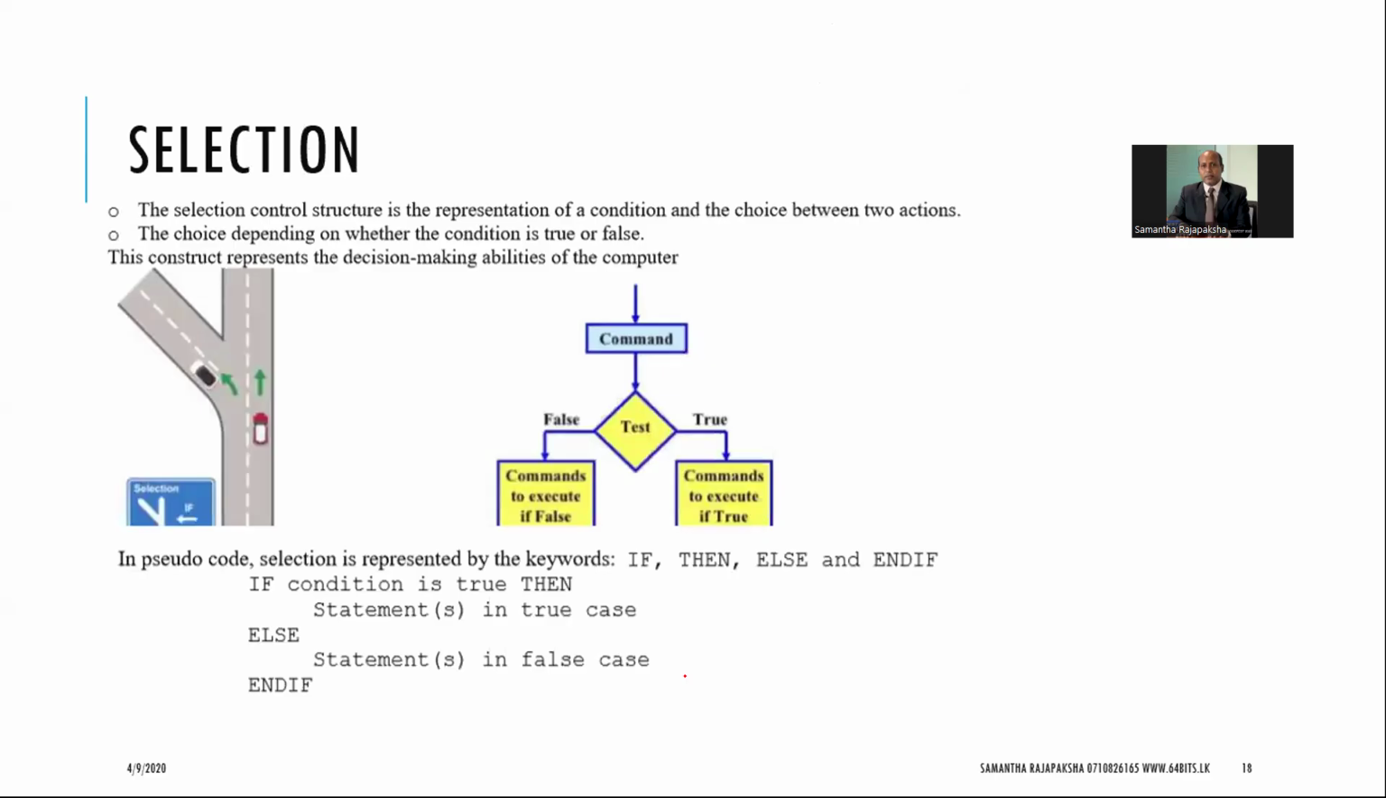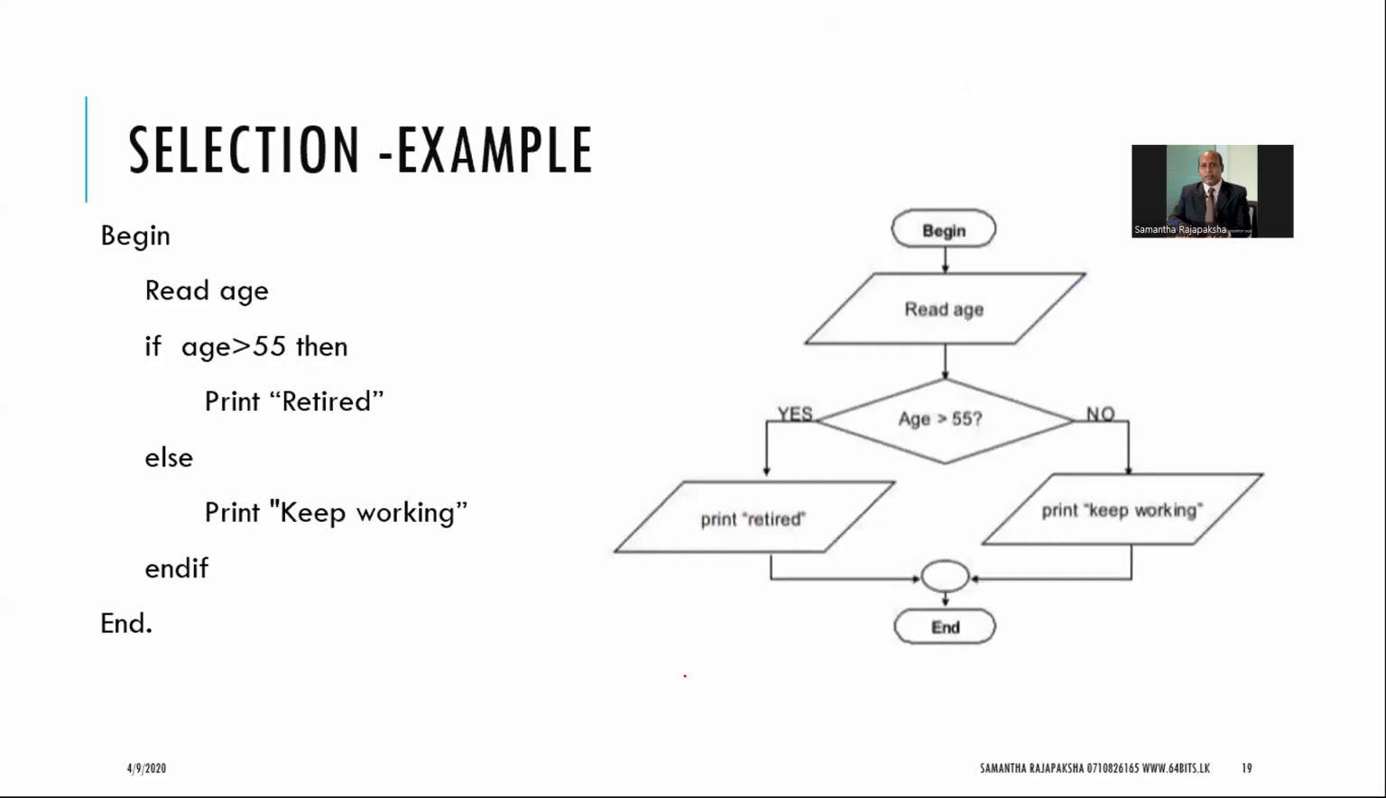But there can be selection, where you have to make a decision based on some condition. So that is done with the selection. As an example, here you can say you input the age of a person. If the age is greater than 55, you can say retired. Else, meaning the condition is not true, then you say keep working.